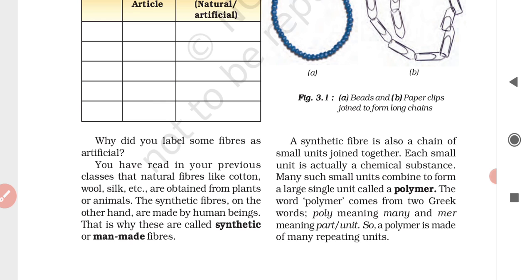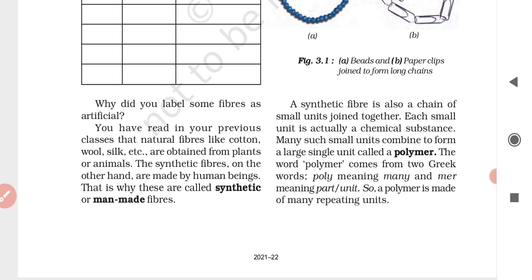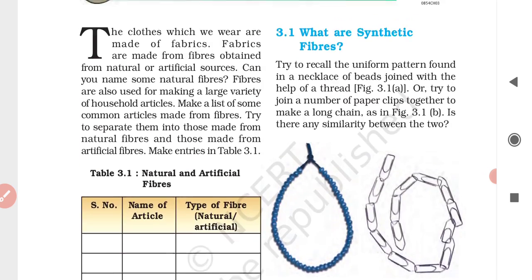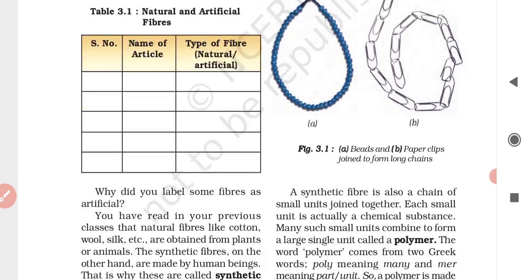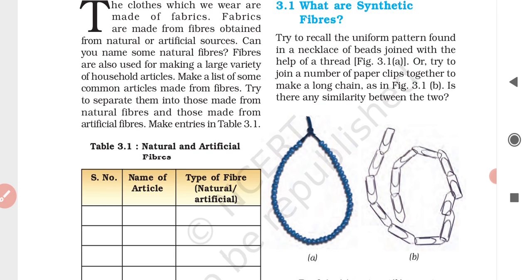So you have read in your previous classes that natural fibers like cotton, wool, silk, etc. are obtained from plants or animals. The synthetic fibers, on the other hand, are made by human beings. That is why these are called synthetic or man-made fibers. These are also named as artificial fibers. Understood till here?